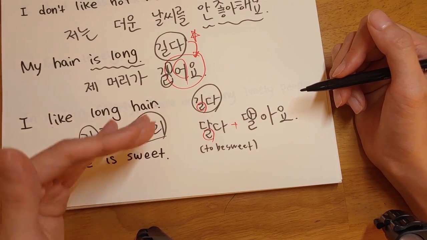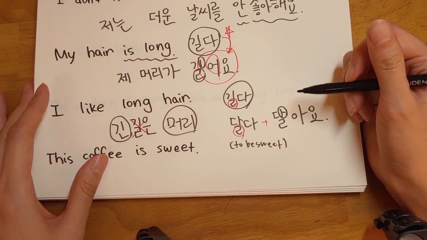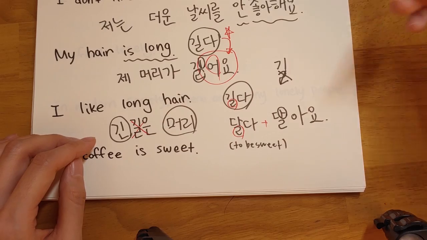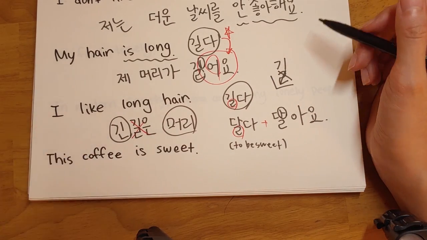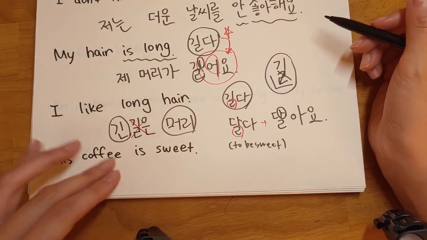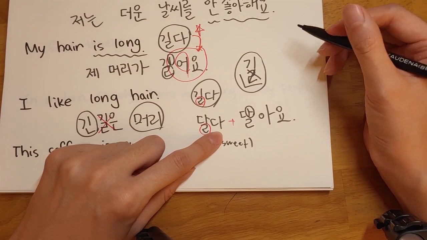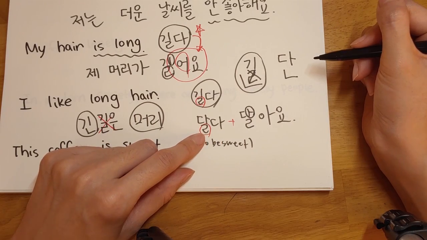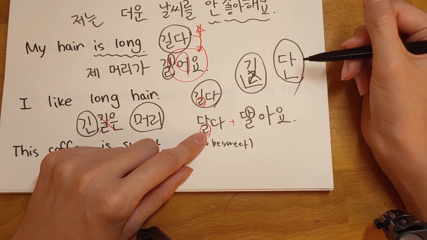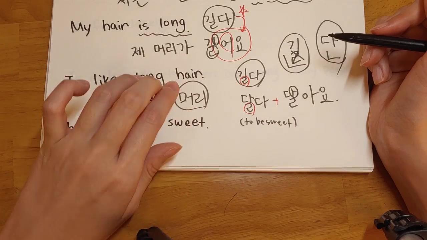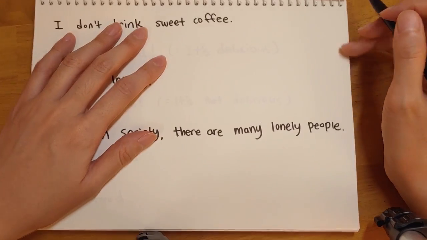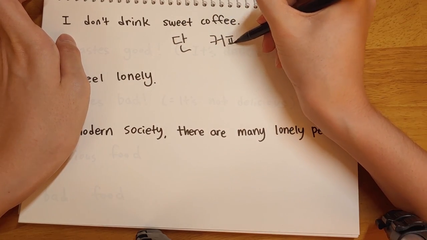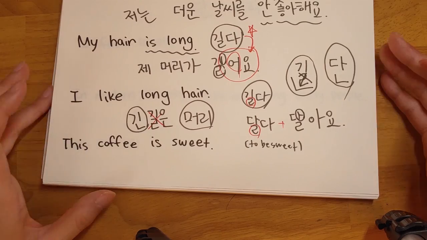However, when they become a modifier, you have to delete 리을 and replace it with 니은 받침. So 길다 becomes 긴 in its modifying form, and 달다, you can guess it now, becomes 단, because you have to delete 리을 and replace it with 니은. So 긴 머리 means long hair, and sweet coffee is 단 커피. 단 커피. So let's finish the sentences.